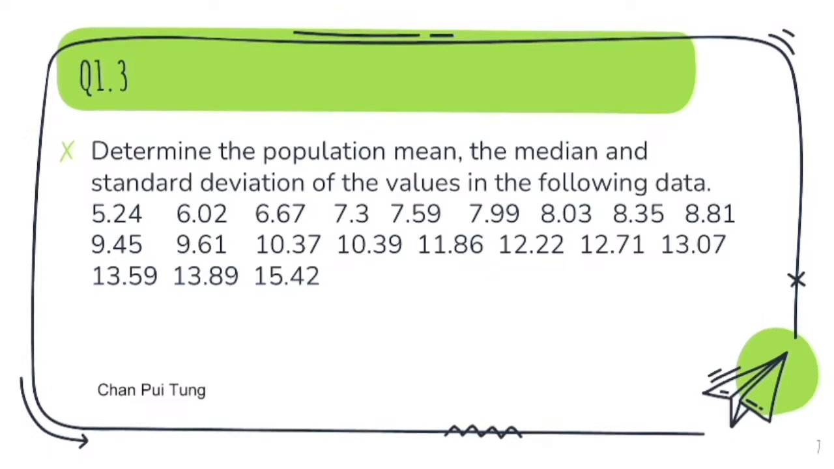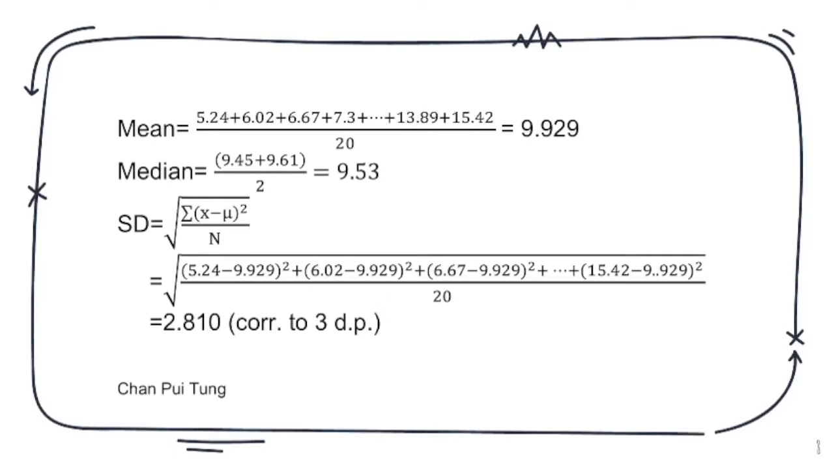Thank you. I'm Chan Pui-tong, and I'm going to talk about question 1.3. So the question requires us to determine the population mean, the median, and standard deviation of the values in the following 20 data. So let's talk about the population mean first. Population mean is the mean of all the values in the population. So we need to sum up all the data and then divide it by the number of data, which is 20. So the answer would be 9.929.